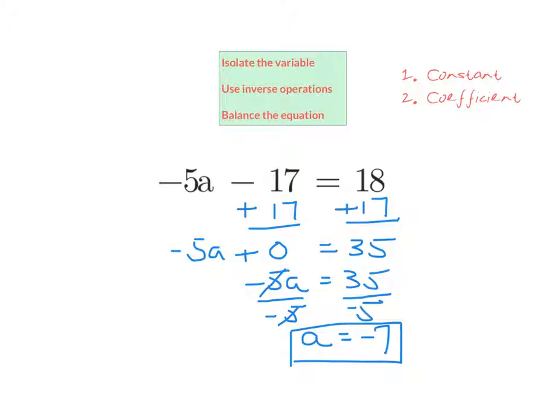Again, I have balanced my equation here. I've simplified my equation here. I've shown I've balanced the equation again here, and then I've come up with the solution a equal negative 7.